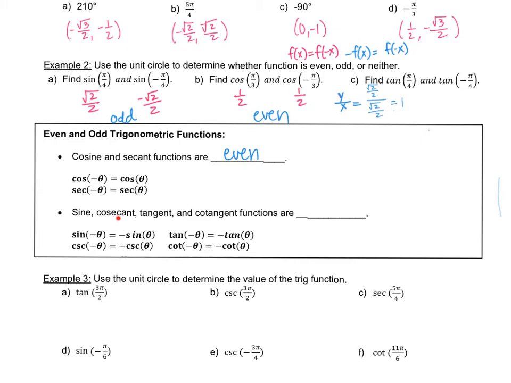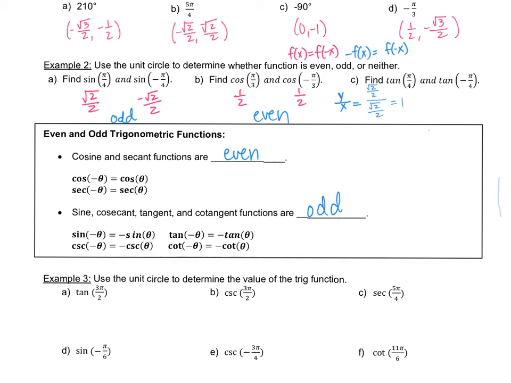Whereas sine, cosecant, tangent, and cotangent are odd functions, because what happens is if you compare a negative angle versus a positive angle, they're going to be opposite signs of each other. Like what we saw here for sine and tangent. So you can see here sine, when we plugged in the positive pi over 4 versus the negative pi over 4, they were the same values but opposite signs. So that's what we mean by an odd function.